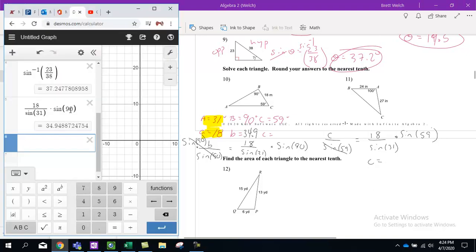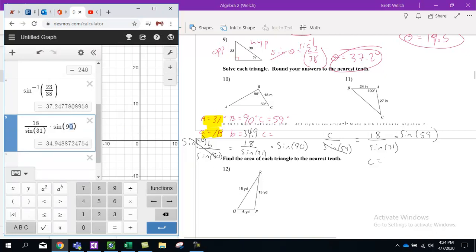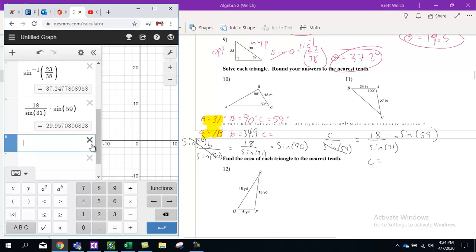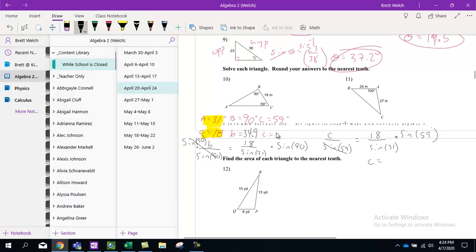We'll grab this right here and we're just going to change that 90 to a 59. And we get 29.95. That's going to force us to go to 30 even. So this would be 30.0. And there is our answer to the nearest tenth for all those.